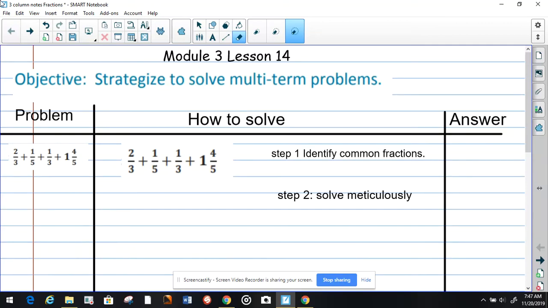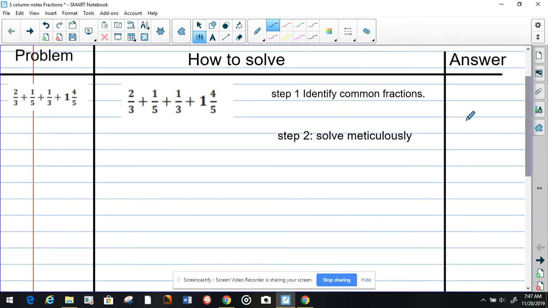Here we are with Module 3, Lesson 14. And today the objective is to strategize. That's going to be key to solve these multi-term problems. Let me take you to the action here. So let's look at the action.